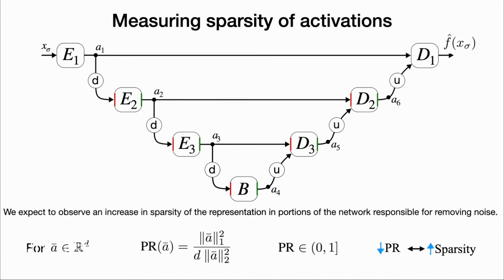So here, in order to track this denoising and see where it's happening in this model, we need to define a metric of sparsity. We're going to define it using a participation ratio, which is just a soft measure of dimensionality: the square root of the L1 norm divided by the square root of the L2 norm, normalized by the number of channels. So when it's a smaller value, we have more sparsity.